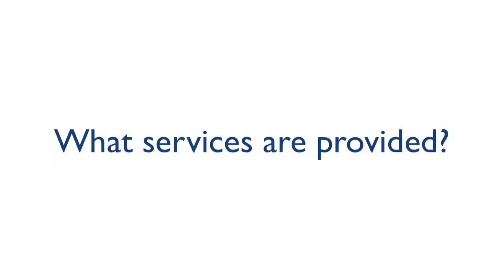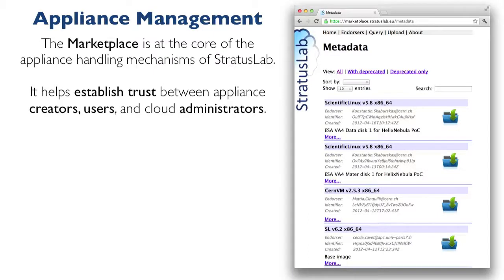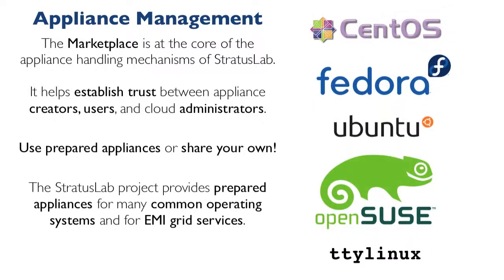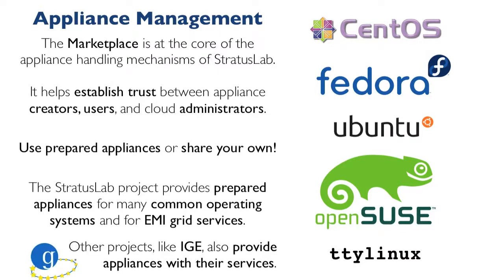You've seen examples of people using StratusLab, but what services are provided? StratusLab provides infrastructure as a service cloud. First, there's a system for appliance management. The marketplace is at the heart of appliance handling mechanisms in StratusLab. The service helps establish trust between appliance creators, users, and administrators. You can browse the marketplace to find existing appliances that interest you or share your own images with others. To lower barriers, the project provides appliances for many common operating systems and for EMI grid services. Other projects, like IGE, also use the marketplace to publicize their appliances.